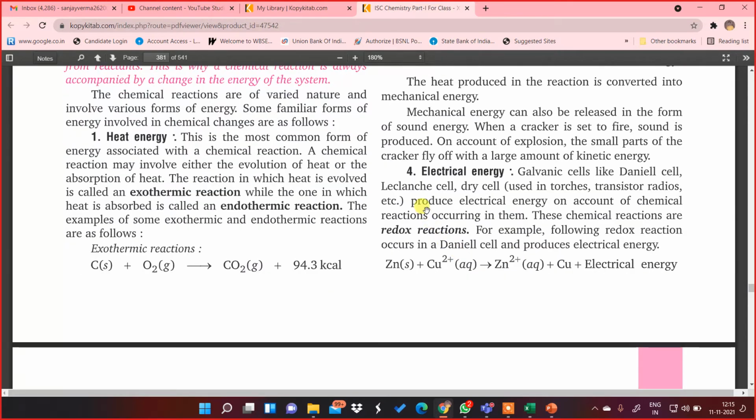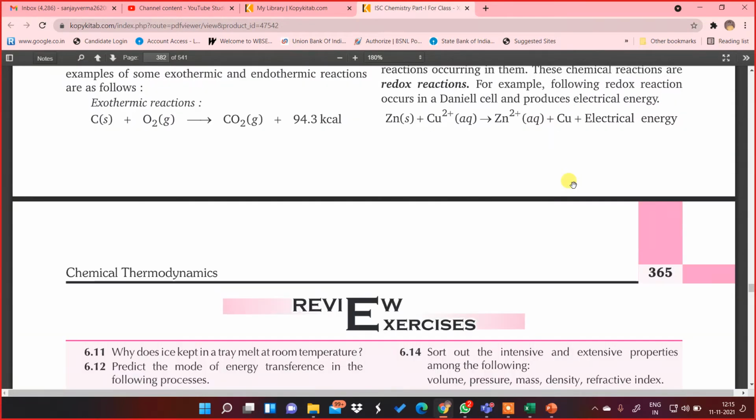Then the fourth one is electrical energy. Cells like the battery, Daniel cells, galvanic cells, dry cell, produce electric energy on account of chemical reactions happening in them. These chemical reactions are basically of the type of redox reactions. If you look at this reaction, when you place a zinc rod in a copper sulfate solution, there is movement of electrons from the surface of the zinc metal to the copper ions, entering the copper ions' valence shell to form copper. That movement of electrons is producing some electrical energy, which can be harnessed in galvanic cells for providing power.